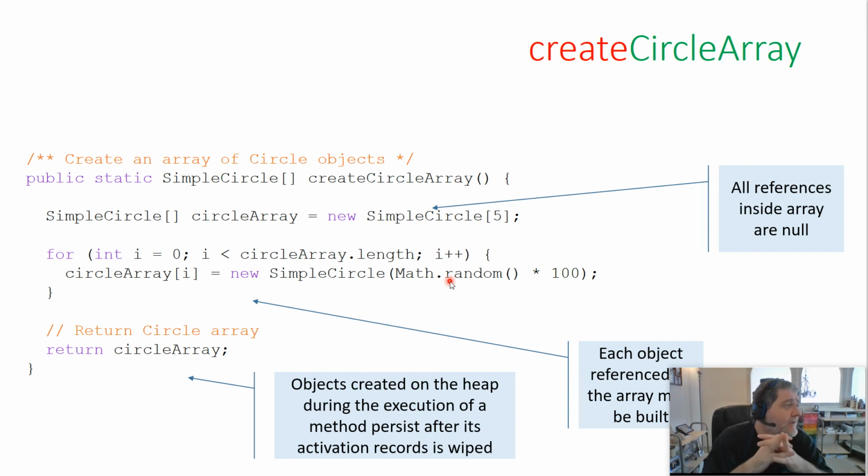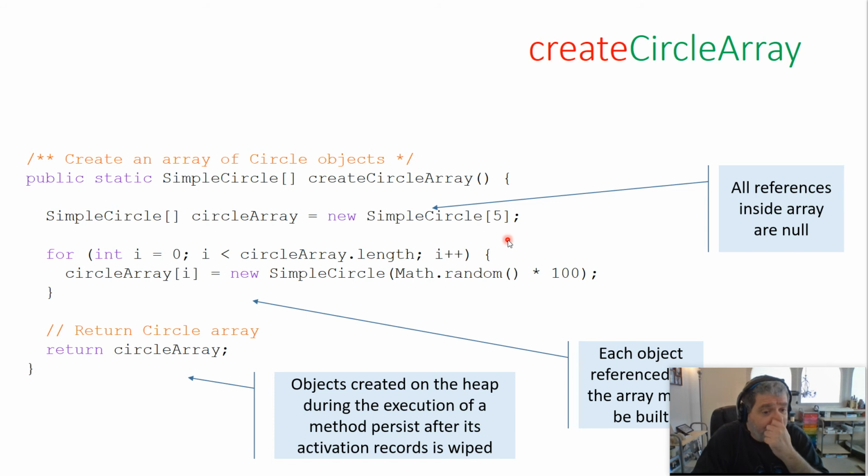Question from Gilberto. I forget, for Math.random times 100, is that range from 0 to 99? Yes, you got it. That's exactly what it is. So we generate a random number between 0 and 99. That's our radius. We create an object of class SimpleCircle that has that radius value. So since we have 5 slots in the array, we are going to generate 5 SimpleCircle objects with random radius inside of them.